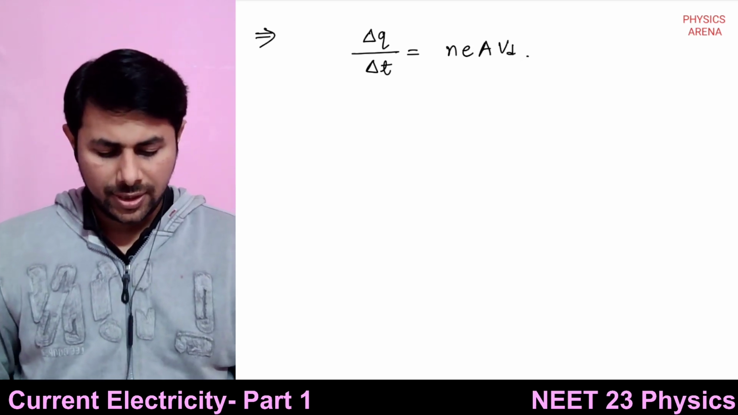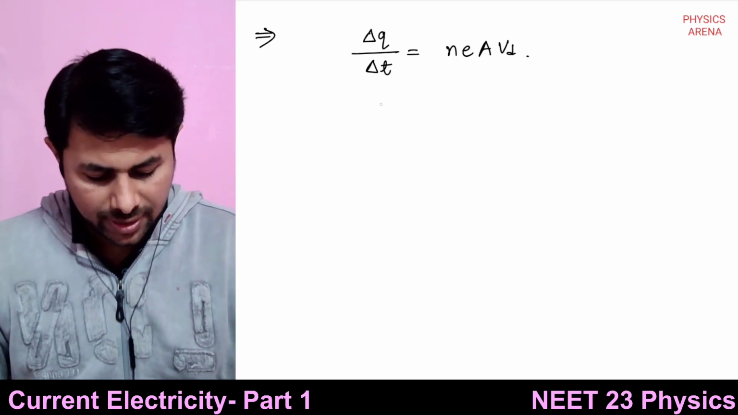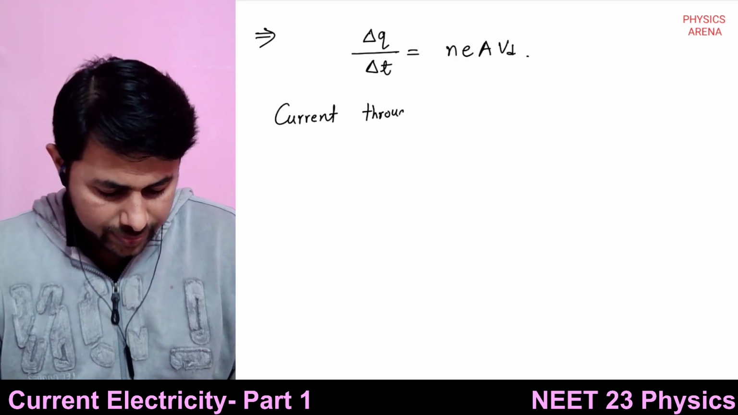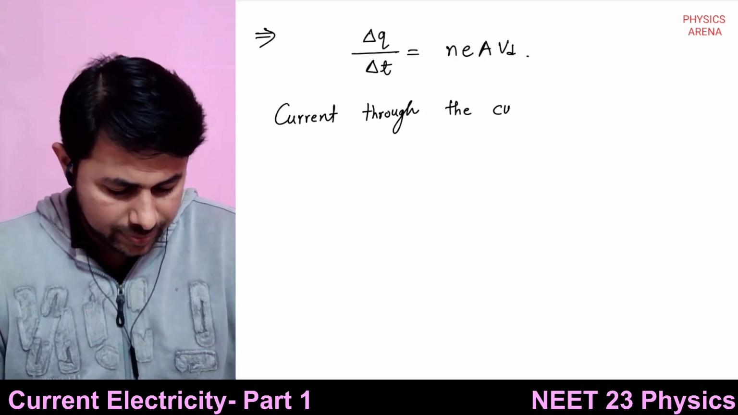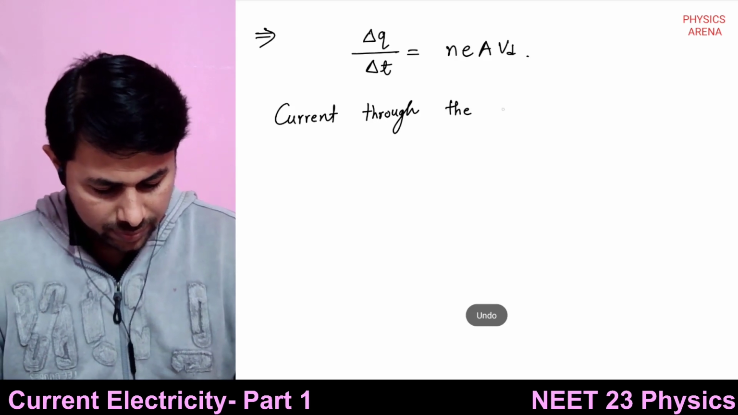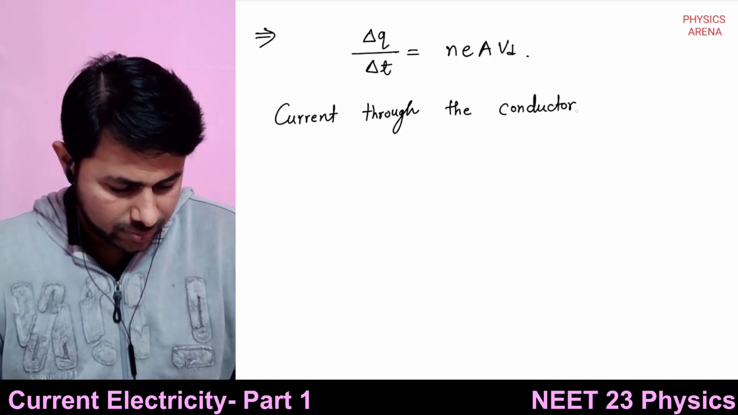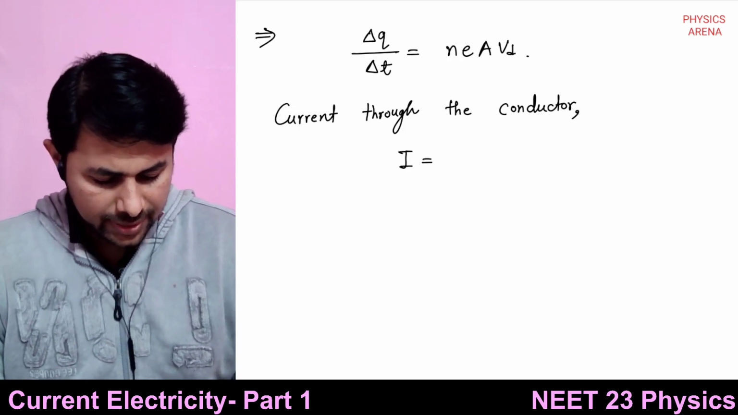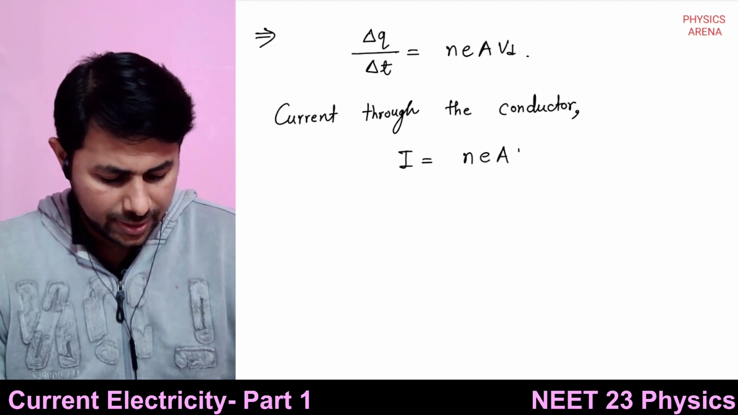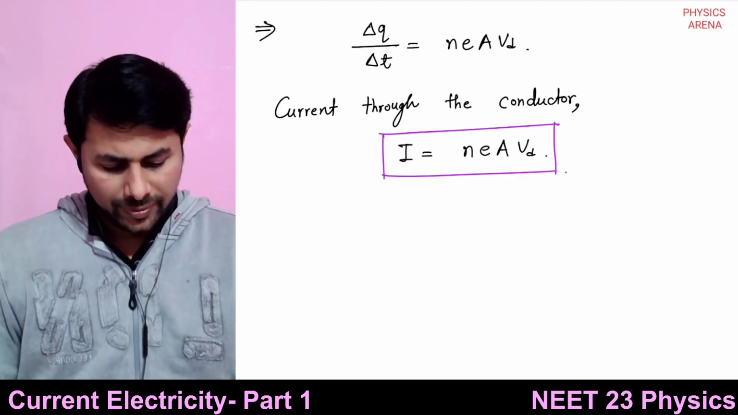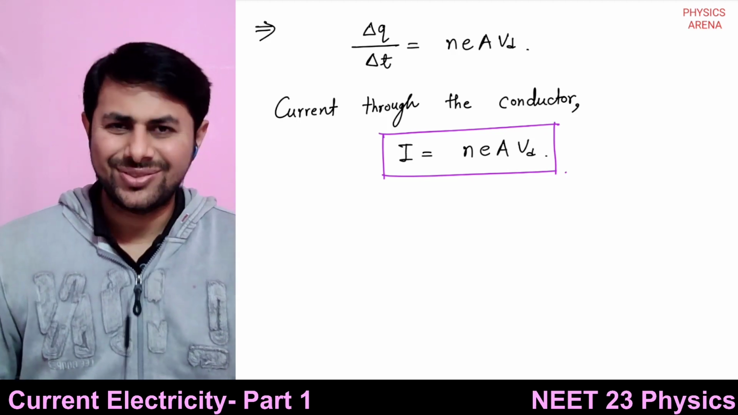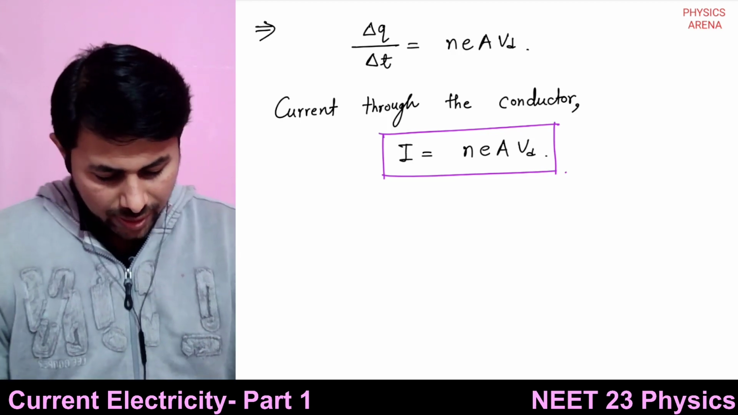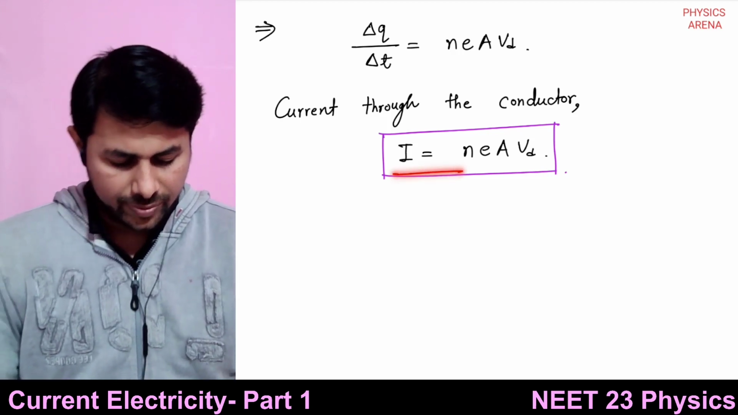Vd. Okay, and what is delta Q upon delta t? This is current. So current through conductor, which is delta Q upon delta t, I is equal to n e A times Vd. Okay, so there will be a lot of expressions and we have to memorize, unfortunately, all of them. All right, so this is current flowing through conductor.